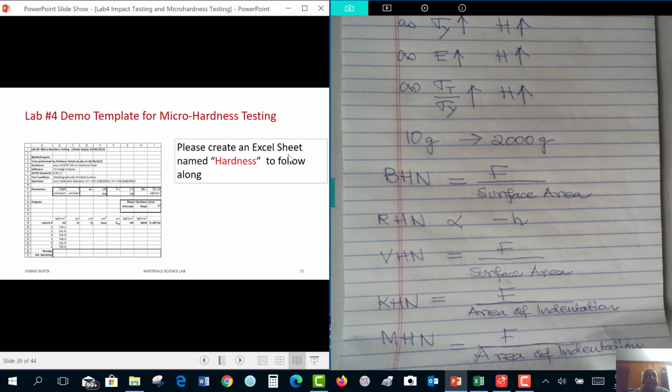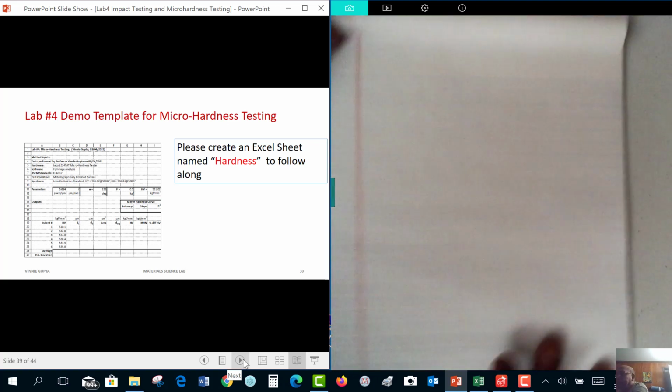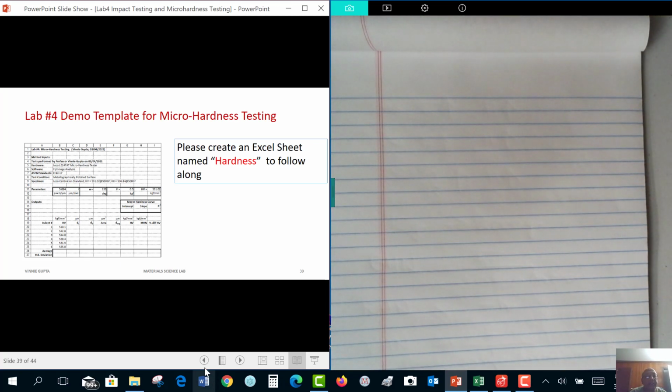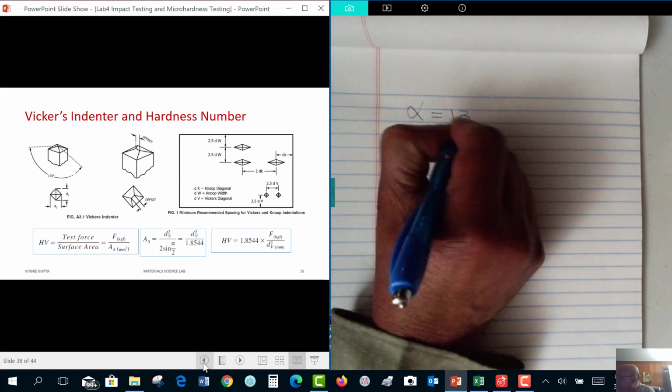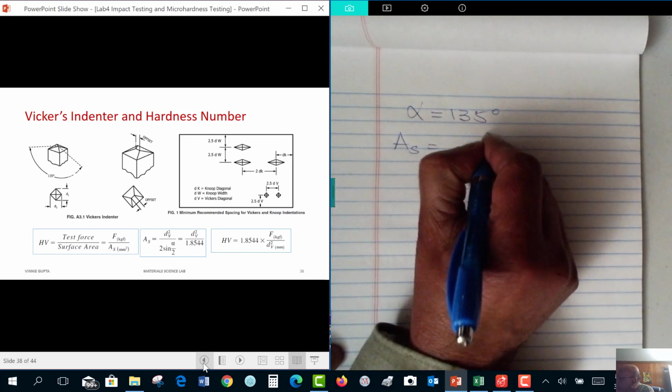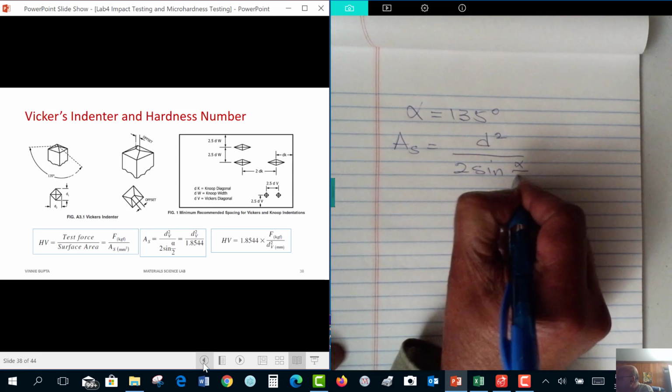So please create another Excel sheet named hardness in the same workbook as your impact, based on this PDF that I have posted on my courses. You're going to use a nearly identical Excel worksheet for your assignment. So let's copy this formula down before I start typing in my Excel. Our alpha was 135 degrees, and our surface area is diagonal squared over 2 times sine alpha over 2.